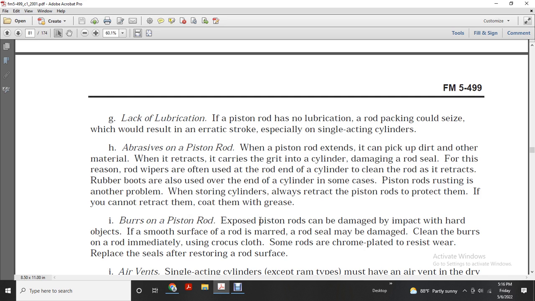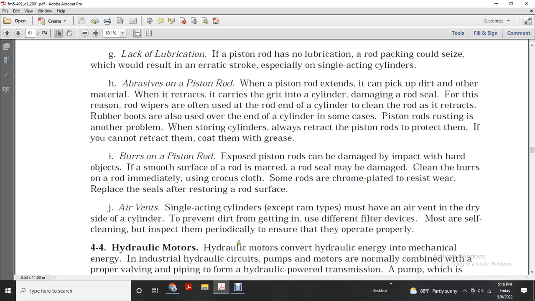Burrs on piston rod. Exposed piston rods can be damaged by impact with a hard object. The smooth surface of the rod is marred, and the rod seal may be damaged. Clean burrs on the rod immediately using a crocus cloth. Some rods are chrome plated to resist wear. Replace the seals after restoring the rod surface.